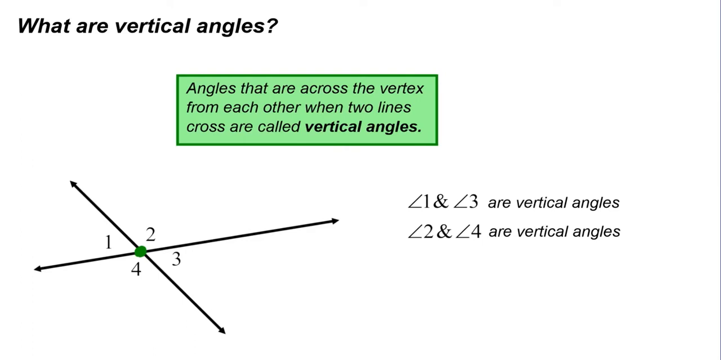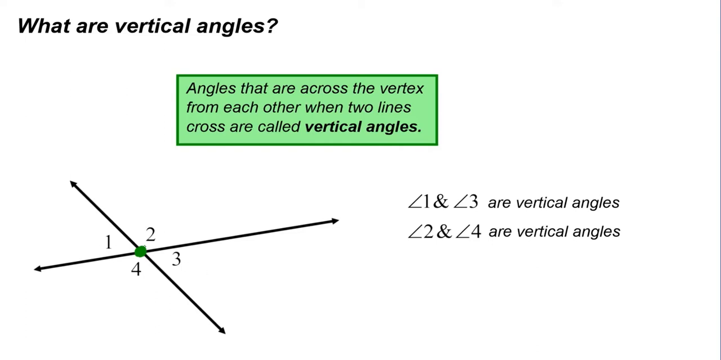Now, vertical angles doesn't have anything to do with maybe your understanding of the word vertical, like vertical is up and down and horizontal is left and right. This isn't the vertical we're talking about. We're talking vertical as in pertaining to the vertex. So it's across the vertex. They are vertical to each other. So it has to do with the vertex.